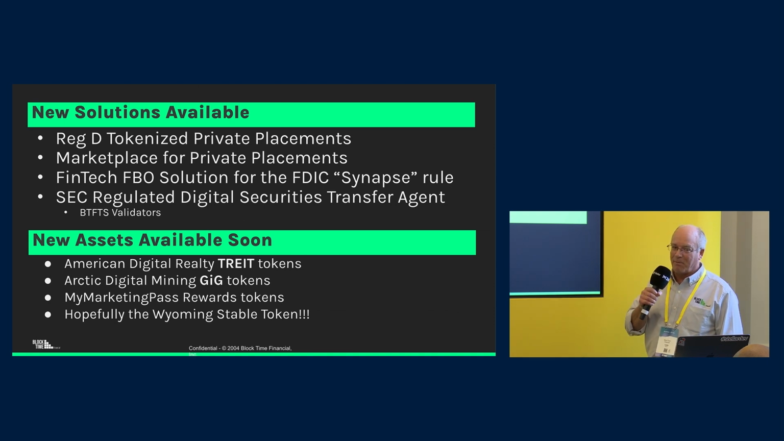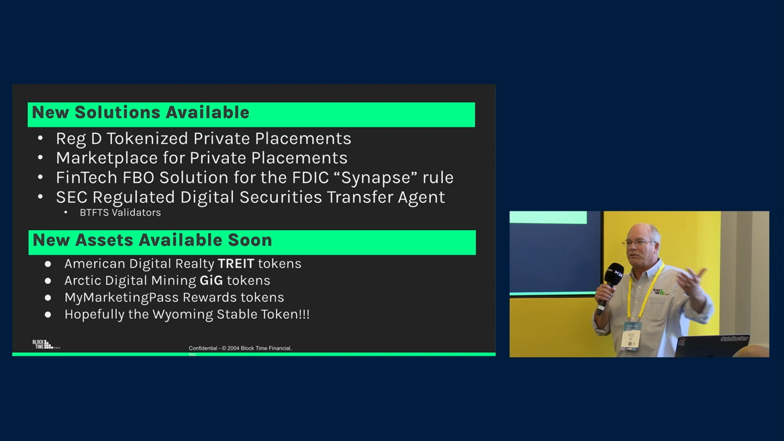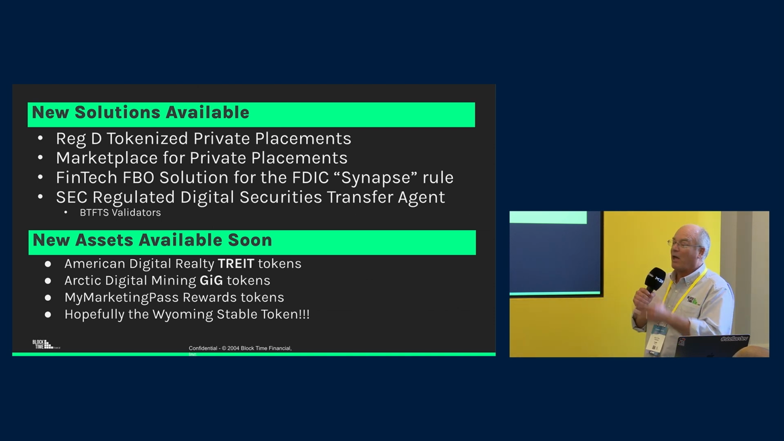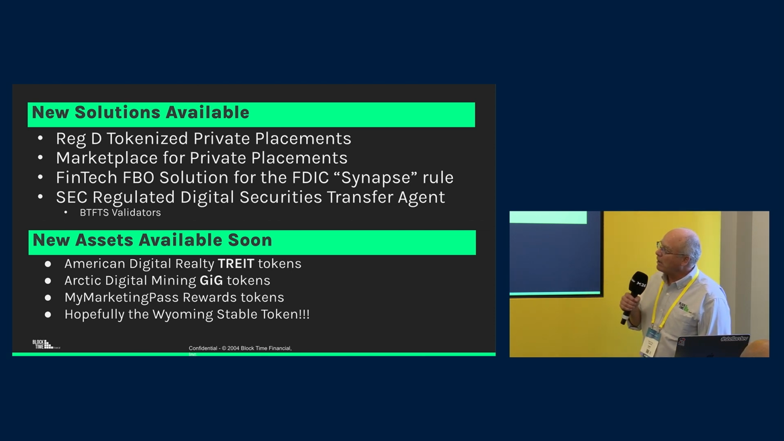You guys think about that. It was a fintech that had all kinds of customer bank accounts, and they were using an FBO account at a bank, and they blew up, and nobody knows who got what part of the money. The allocations were gone. So we have a blockchain solution for that. We also have an SEC-regulated digital securities transfer agent. We run 3 validators on the network.